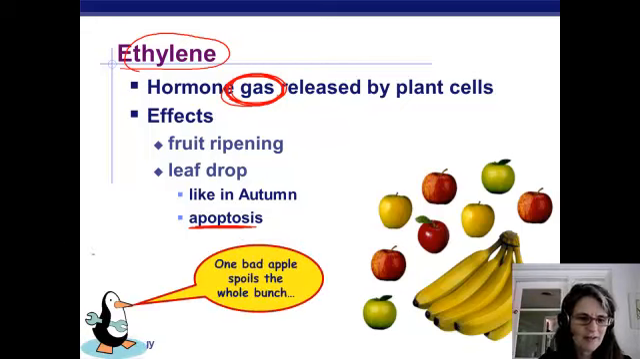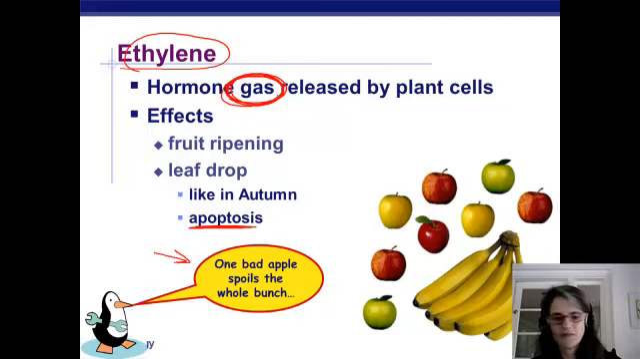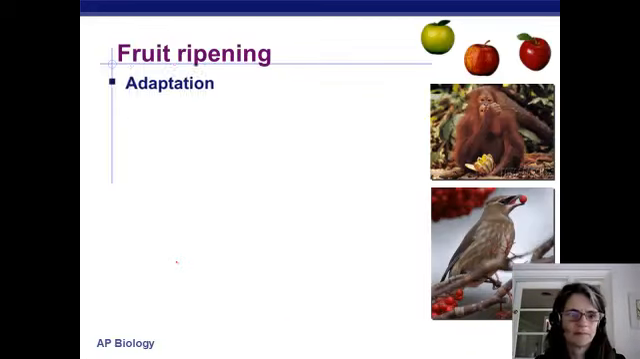So this is why that saying, one bad apple spoils the whole bunch. If you have a rotten apple in with a bunch of other apples, it'll be producing tons of ethylene, which will encourage the other apples to ripen faster than they normally would. Okay?